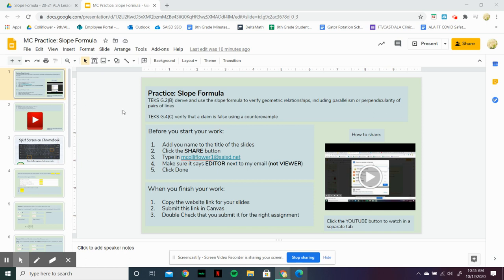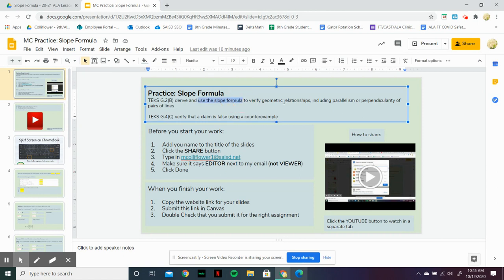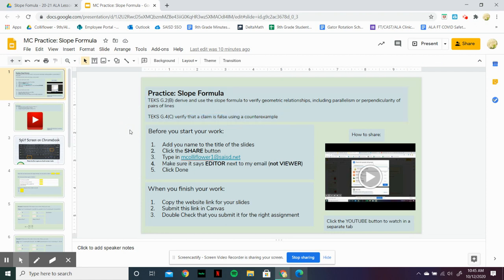Now that we have shown that the slope formula is true, we need to figure out what we can actually do with that. What we're going to master is our ability to use the slope formula to verify geometric relationships, which means parallel lines or perpendicular lines. We're also going to be mastering standard G4C, which is about verifying that a claim is true or false with a counterexample. We're going to bend this a little bit to say we're going to be proving claims are true or false.